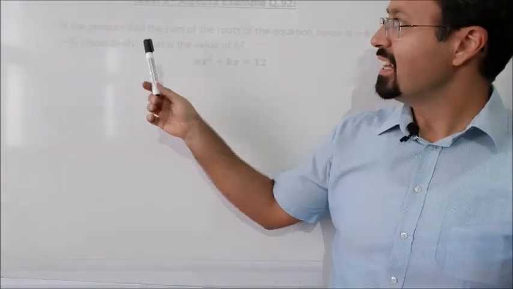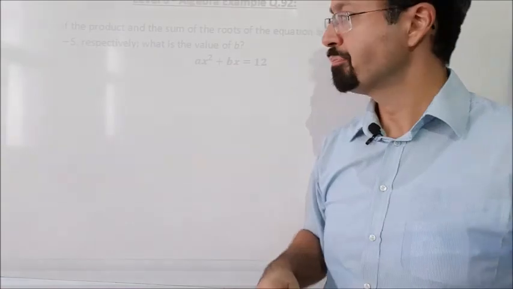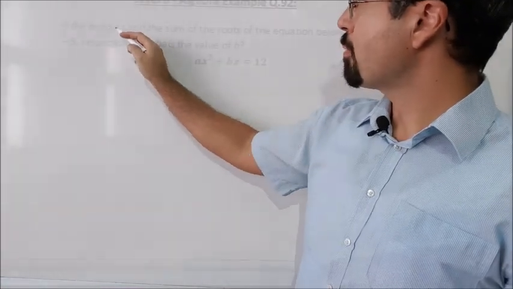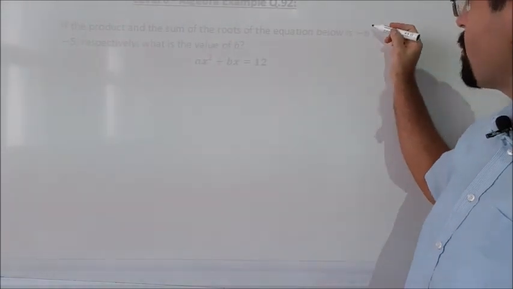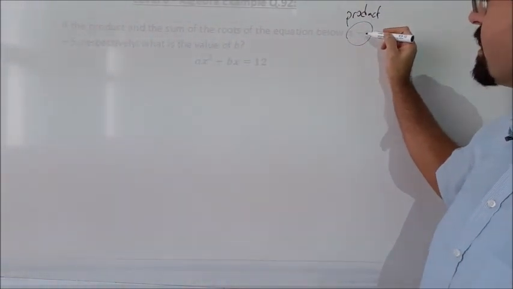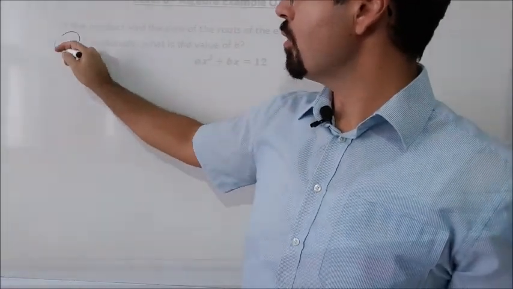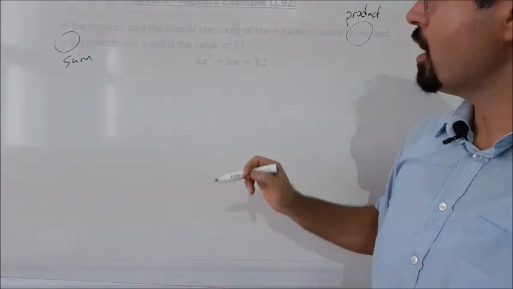Hello guys, let's solve this level 6 algebraic example, shall we? Here we know the product and the sum of the roots of the equation below. So the product is minus 6 and the sum of the roots is minus 5. So what is the value of b here?